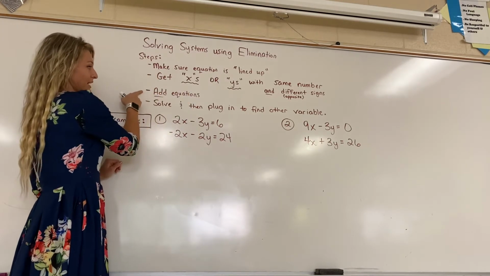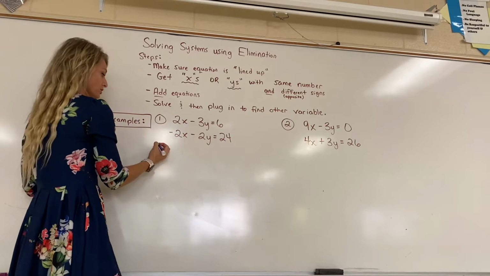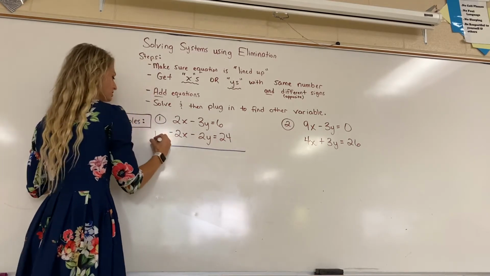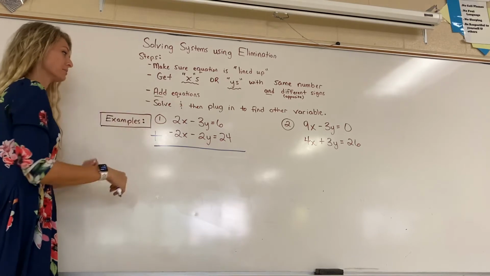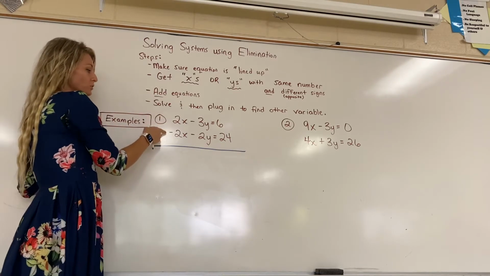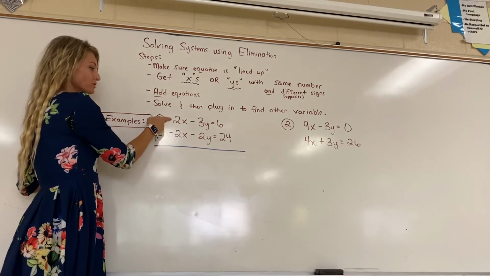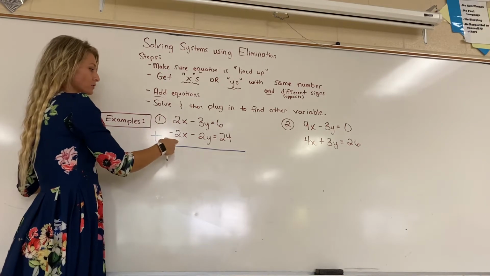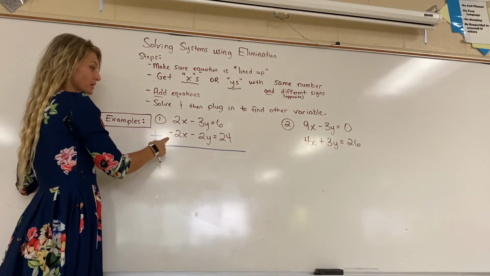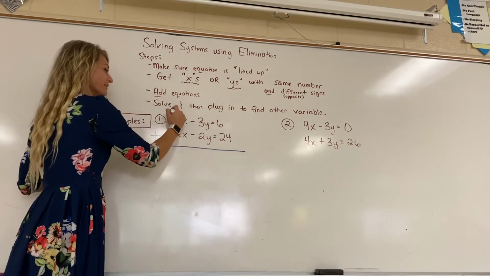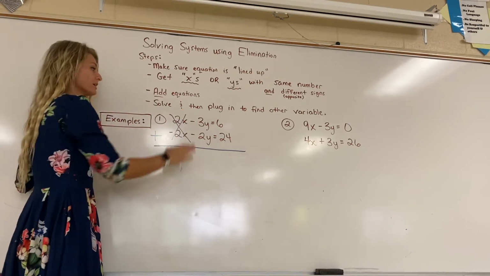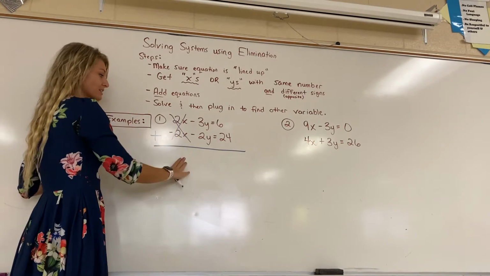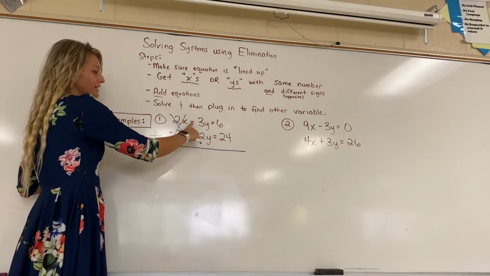Then the next step is to add your equations. You're going to take your two equations, just like combining like terms, and add them up. The reason you want this is because what is 2x plus negative 2x? That'd be like 2x minus 2x, so that goes away. That's the elimination part, the part you want to happen. So those went away, and that's technically a 0 right there.